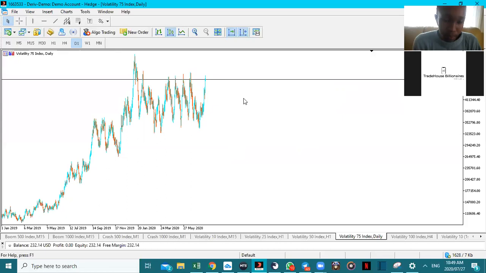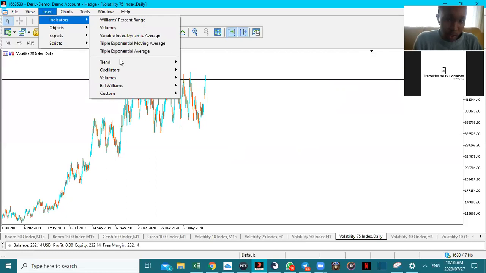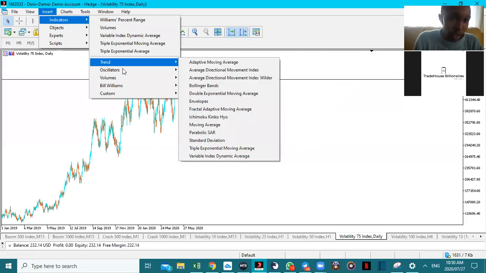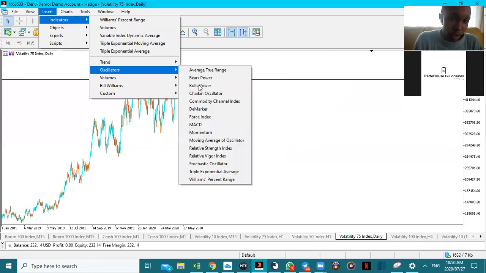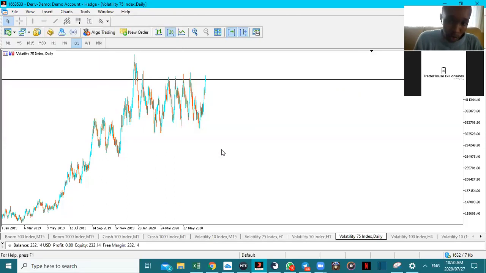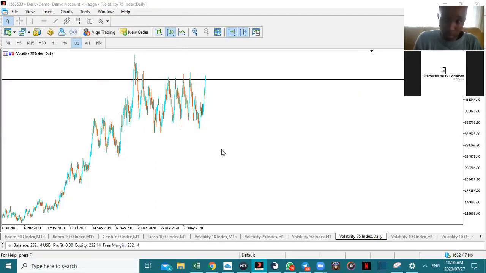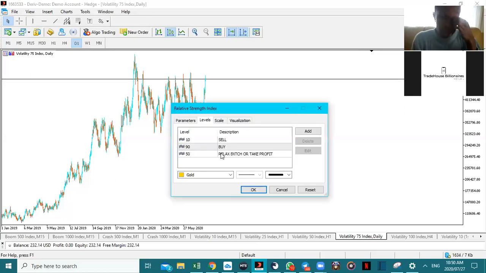What you first want to do is select Insert, go to the top left-hand corner, and go to Indicators, right? Then when you add indicators, you want to go to Oscillators, and then go to RSI. Then this is going to pop up. Make sure your levels here are set.